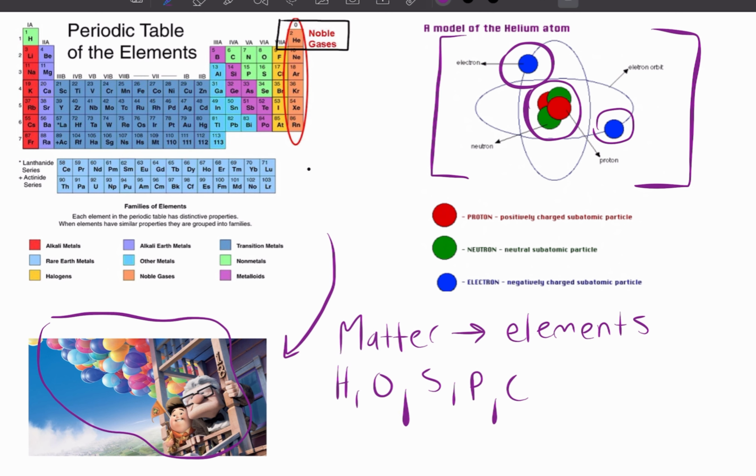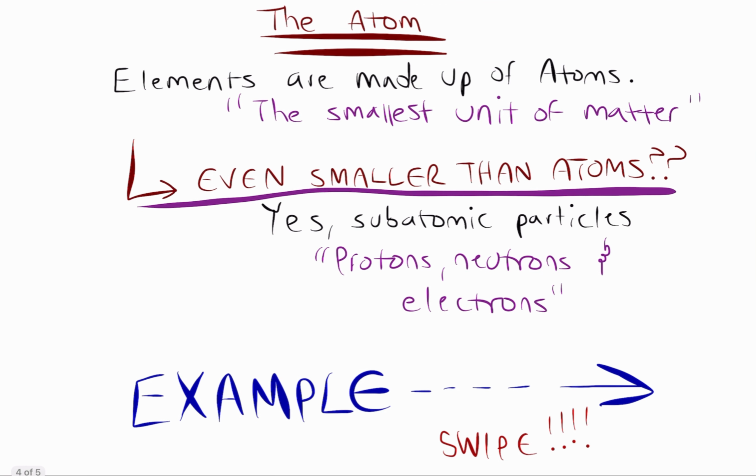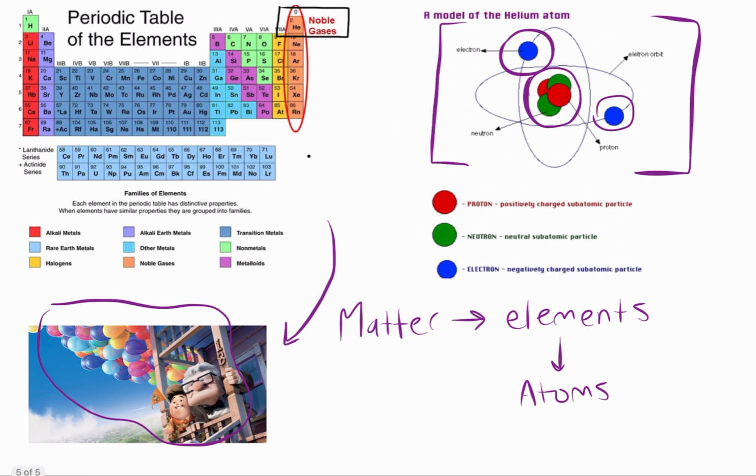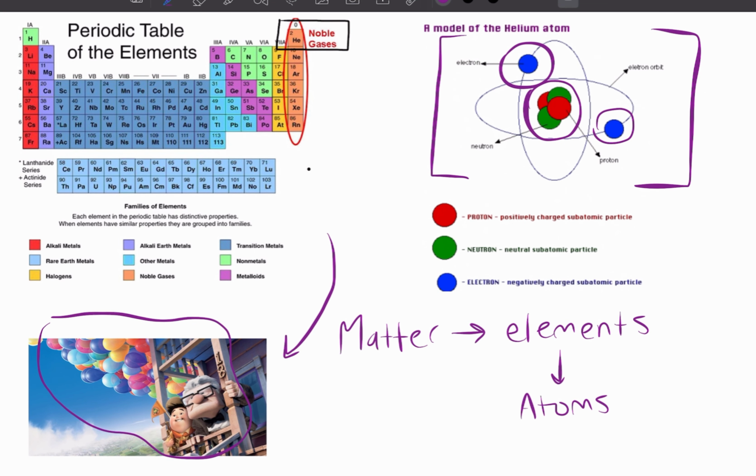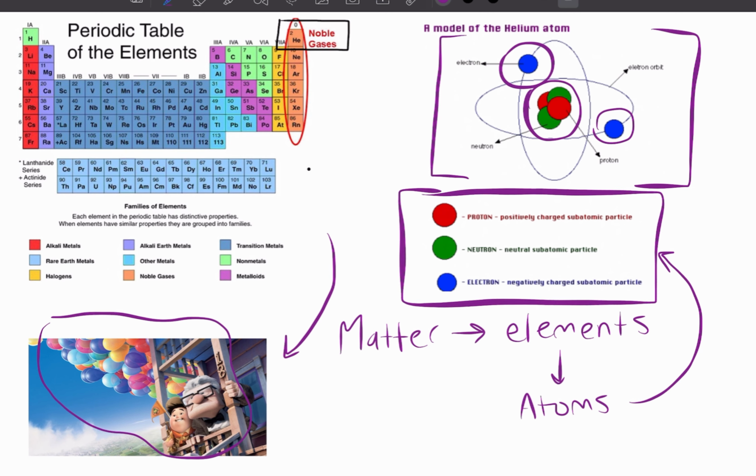If we want to take a deeper dive, elements are then made up of something called what? Atoms, right? Which is, of course, the smallest unit that we can have. If we see right here, atoms, it's the smallest unit of matter. However, that can even be broken down more into subatomic particles as seen here: protons, neutrons, and electrons.